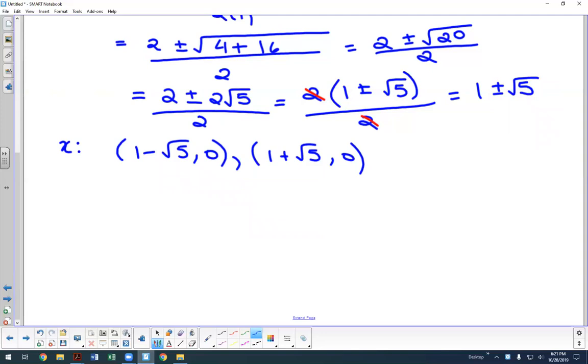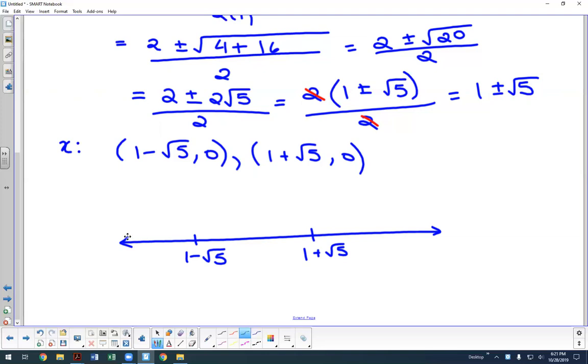So let's start with our number line. I know the value of 1 minus square root of 5 is going to be smaller. 1 plus square root of 5 is going to be larger. But to be able to pick these test points, we need to know the approximations. So 1 minus square root of 5 is approximately what value? Negative 1.24. And 1 plus square root of 5? 3.24.